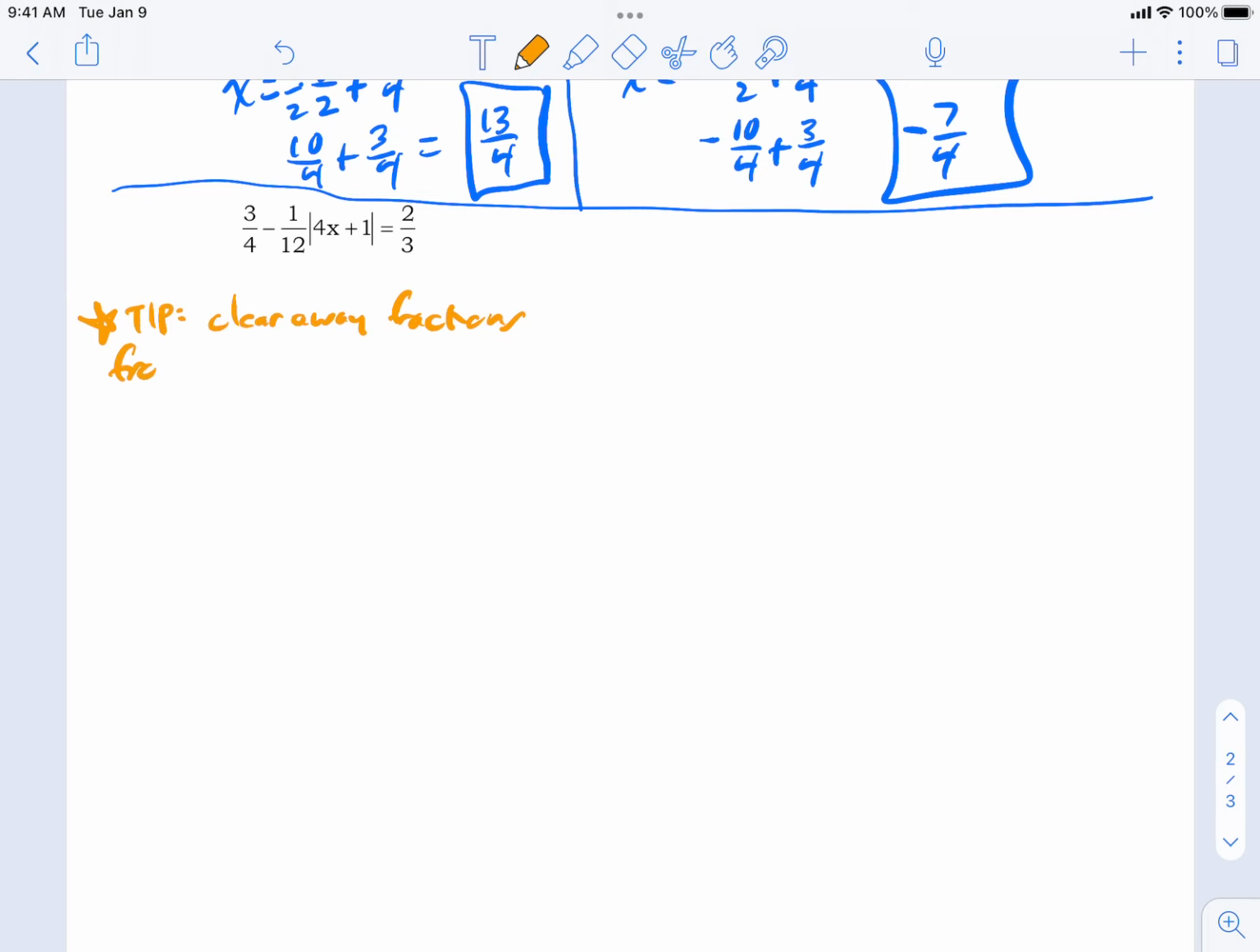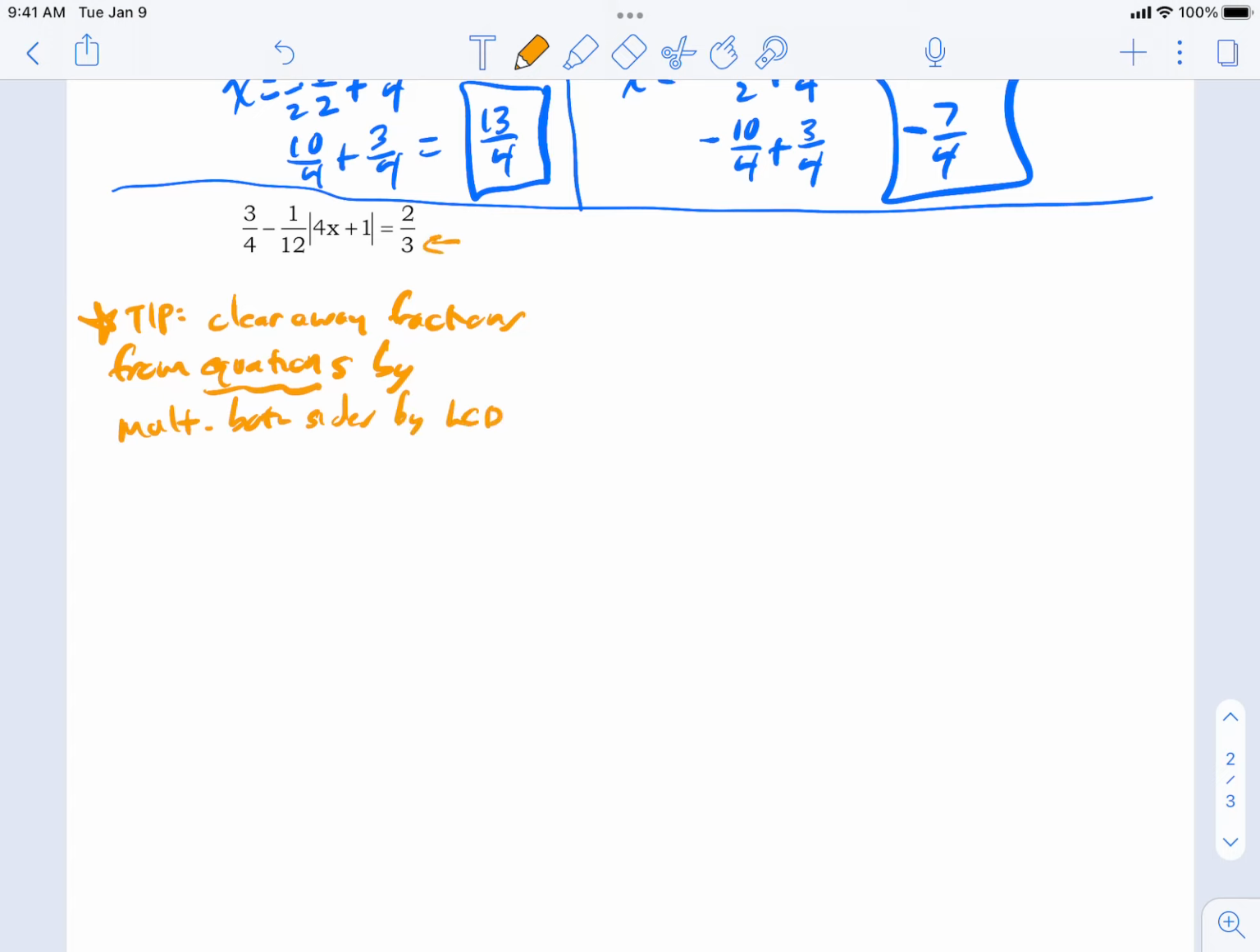Now you can only do this from an equation, not from an expression. You have to have two sides, in other words. Why do you have to have two sides? Because we're going to use the rule that says what you do to one side, as long as you do it to the other, you're fine. What are we going to do to both sides? We're going to multiply both sides by the common denominator, the least common denominator.